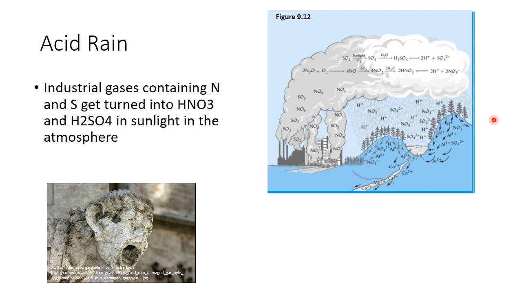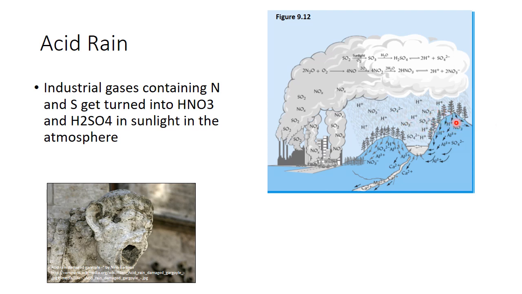So when we have sulfur and nitrogen emissions coming from typically the burning of fossil fuels, whether that be gasoline or diesel or coal, all those emissions, if they contain nitrogen or sulfur, can produce acid, which then gets dissolved in rainwater as it falls down to the earth.